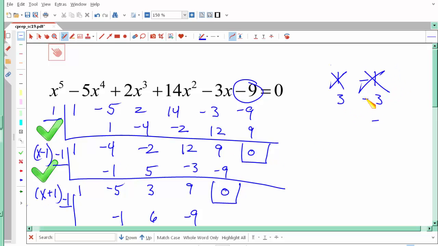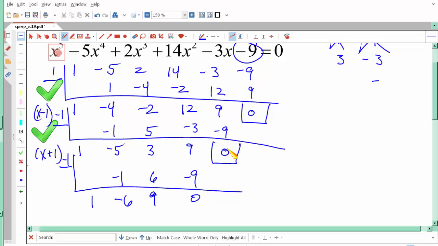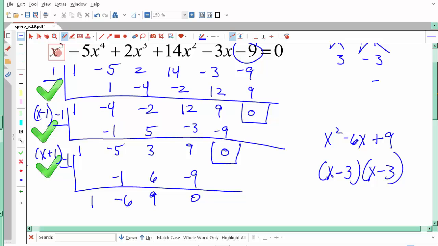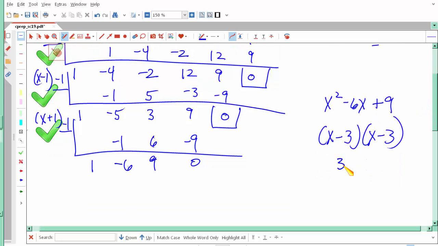So that means x plus 1 occurs 2 times, and negative 1 is a double root. Okay, now I would be down to 3 digits once again, so I would factor x squared minus 6x plus 9, and I get x minus 3 times x minus 3. Okay, and that gives me my fourth and fifth roots of 3 and 3.